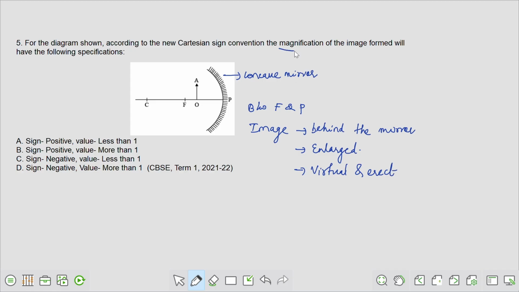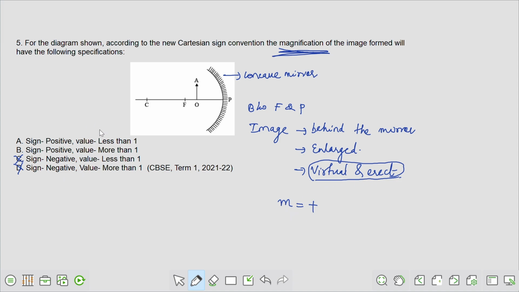So what is the sign of magnification if the image formed is virtual and erect? The magnification sign is positive if the image formed is virtual and erect. So you can cancel out the options. C and D you can cancel out because they say the sign is negative. Here we have identified it is virtual and erect, so the magnification sign is plus.